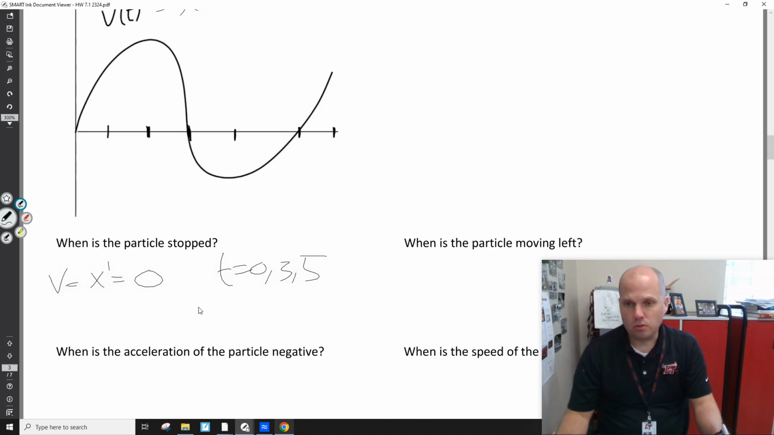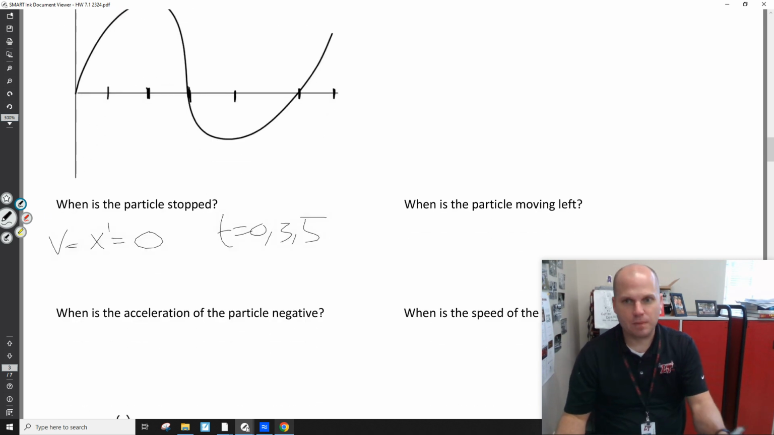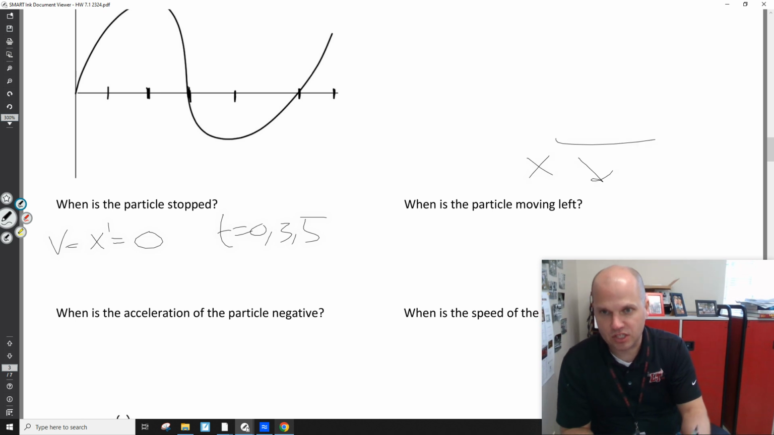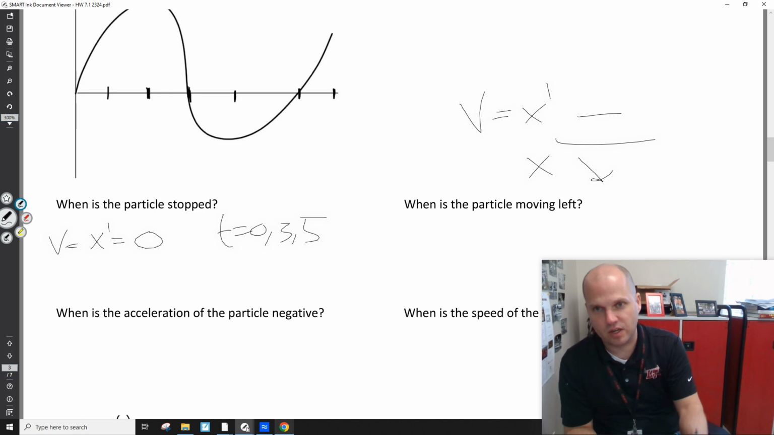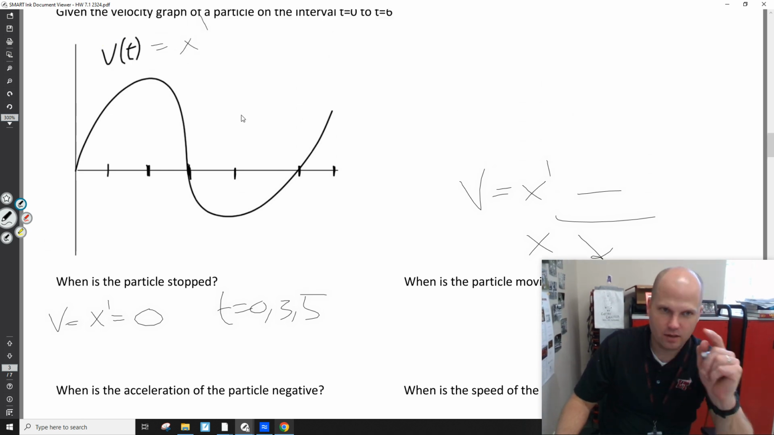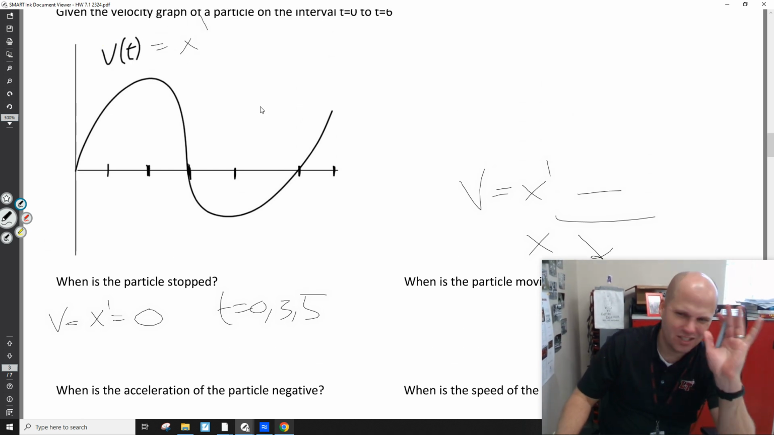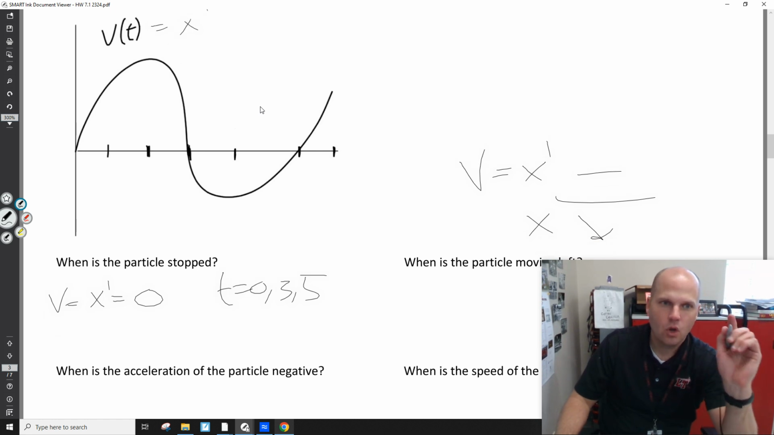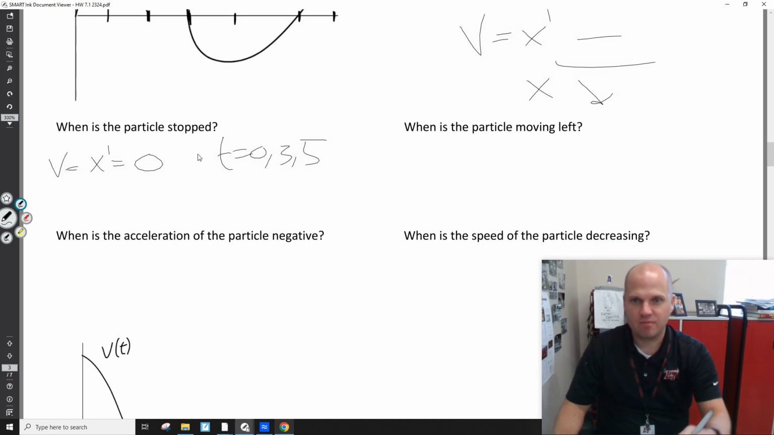When is the particle moving left? Remember, something moves left when its position is decreasing. My position is decreasing when its derivative is negative. Its derivative is given to me here. I need to figure out when this graph is negative. No, velocity decreasing is something else. When this graph is negative, the graph is negative between 3 and 5.